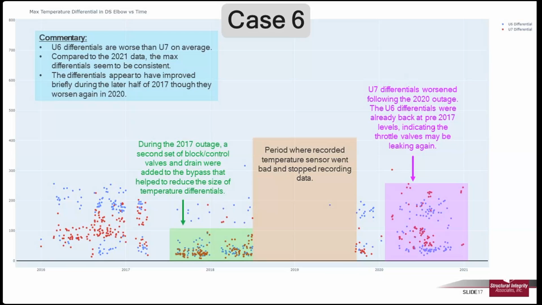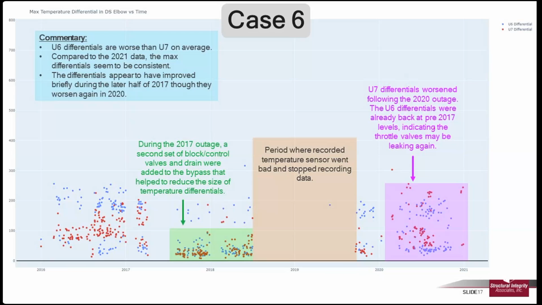It stops recording data whatsoever. So there's a period where you were getting nothing. When they finally fixed that after an outage, all of a sudden you see Unit 6 is way back up again. And actually, if you look at the trend, there's some points in Unit 7 that are also trending up.